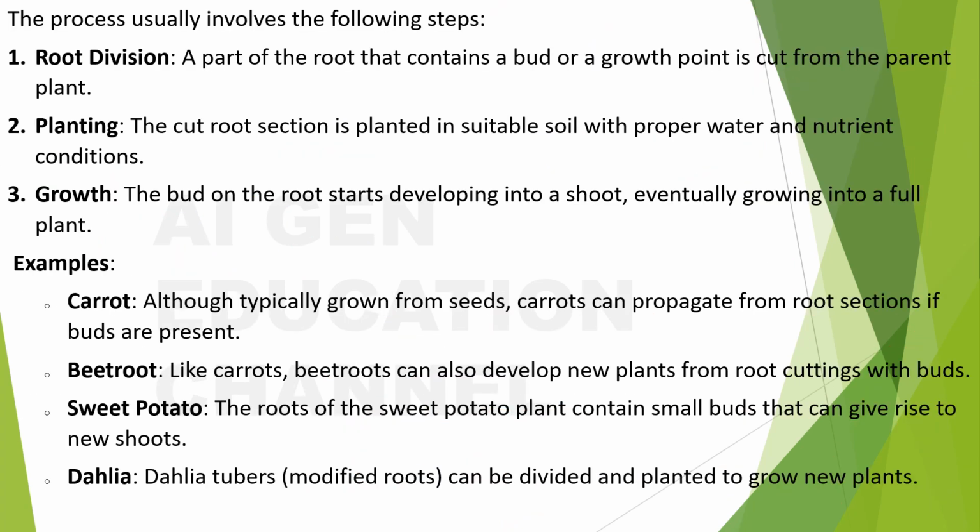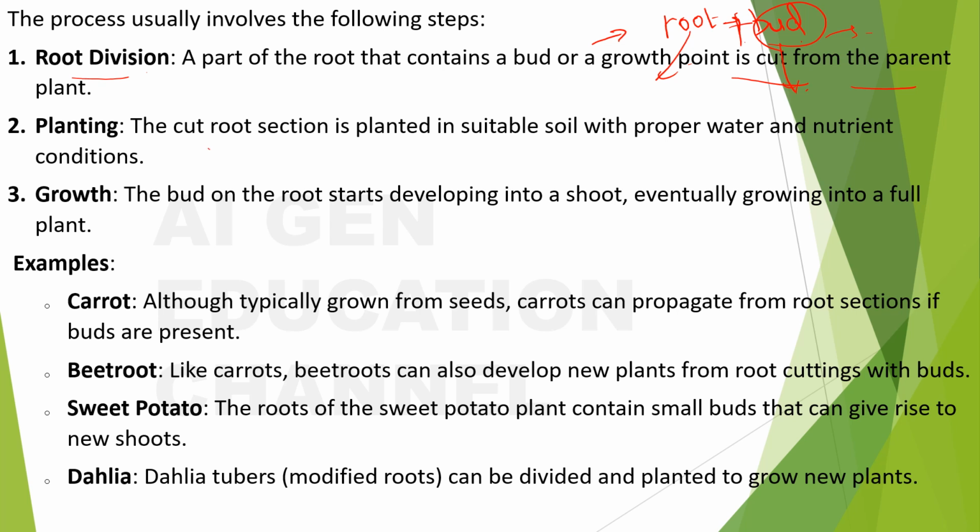So what is the process that is involved here? Let us see. Root division. A part of the root that contains a bud or a growth point is cut from the parent plant. So even this cutting from the parent plant has to be done carefully, so that you should have root, along with that you should have bud. From this bud you will get the new growth, right? So bud is important along with the root. Why root? Root gives energy, and from this bud the new plant arises, right?